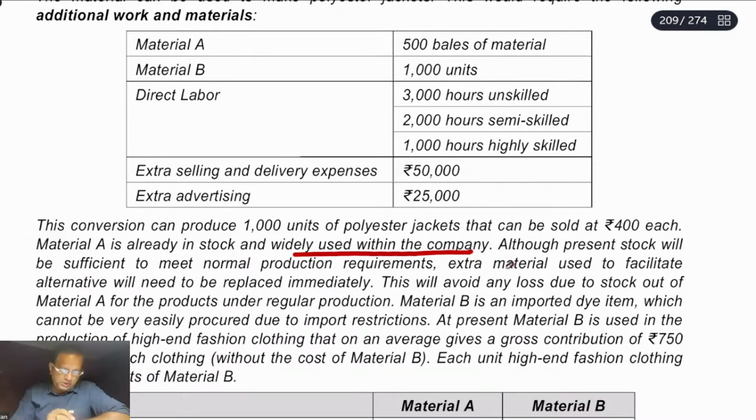Although present stock will be sufficient to meet normal production requirement, extra material used to facilitate alternative will need to be purchased immediately. Okay. This will avoid any loss due to stock of material A for the product under regular production.